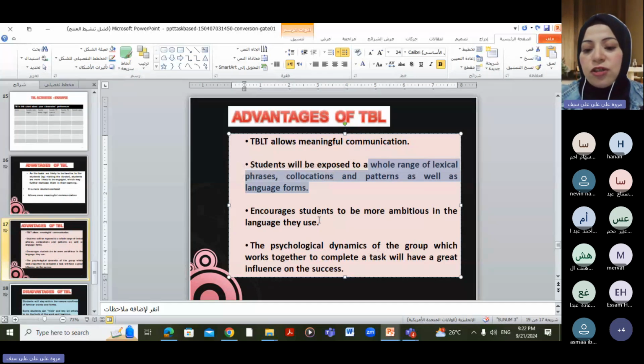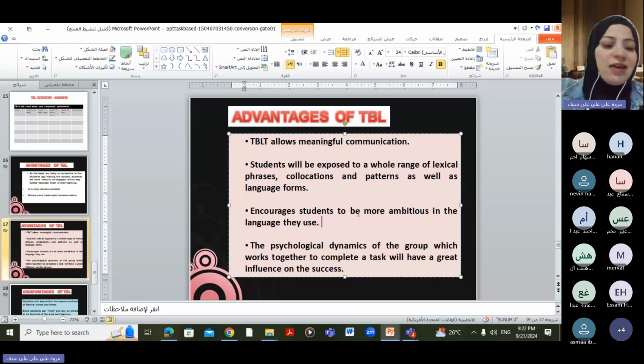It encourages students to be more ambitious in the language they use. They are not simply learning or expressing themselves. They need higher language and long sentences, some higher level language to express themselves, because the task itself sometimes starts short, but it goes higher to be more complex, as they say, or lengthy.